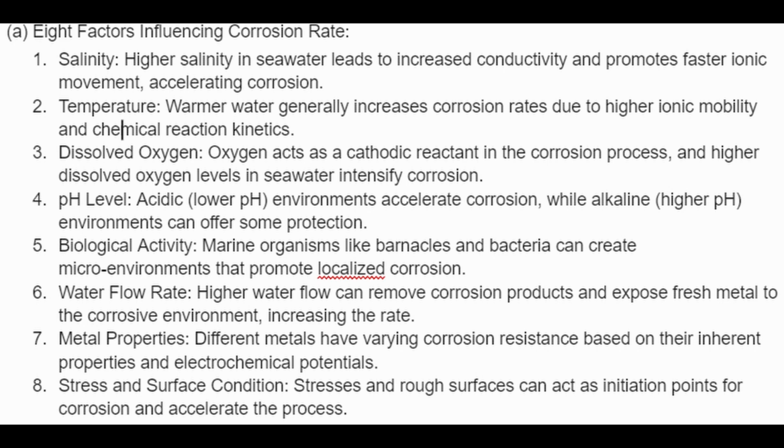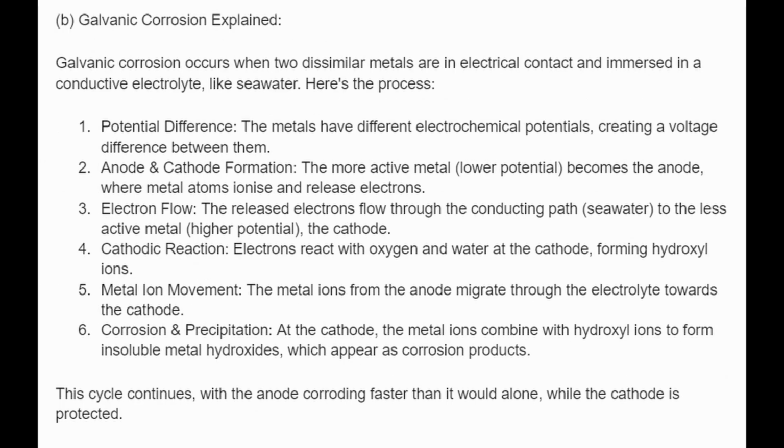Different metals have varying corrosion resistance based on their inherent properties and electrochemical potentials. 8. Stress and surface condition. Stresses and rough surfaces can act as initiation points for corrosion and accelerate the process.